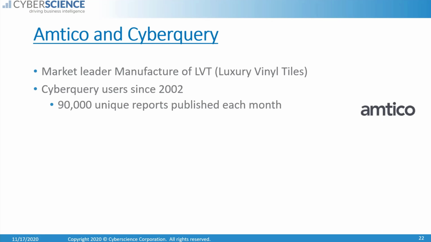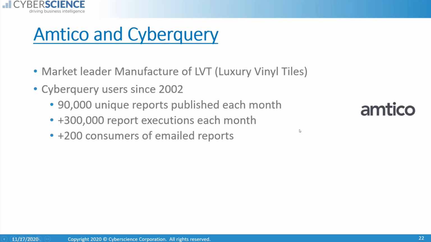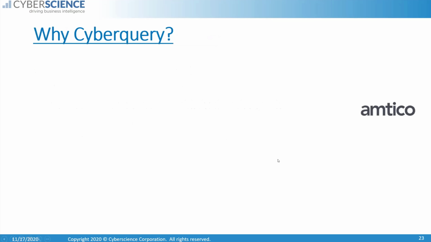But they have 90,000 unique reports that they publish each month. Over 300,000 executions each month. So those are different queries that are generated by Cyberquery. 200 consumers receive emailed reports through Cyberquery, and they have 15 real-time dashboards or wall boards. Wall boards is they can put it up on a big, large touchscreen. People can come up and use that just as if it was their query.